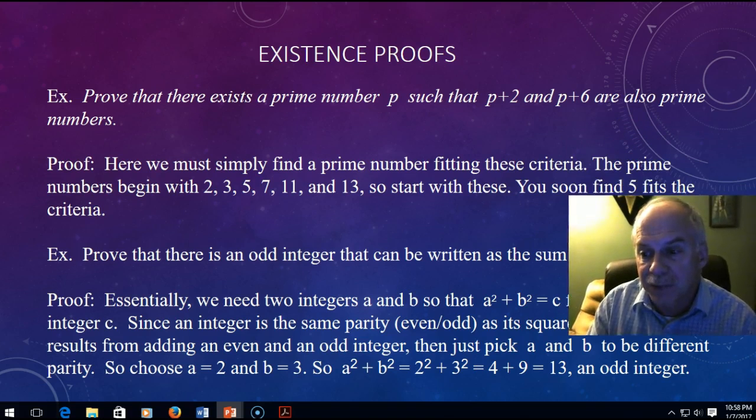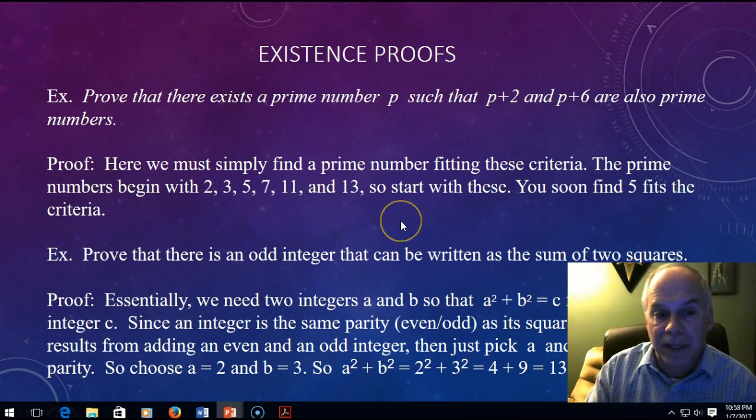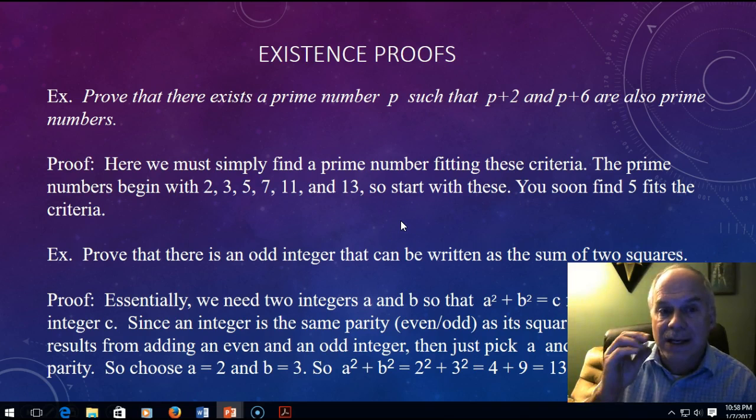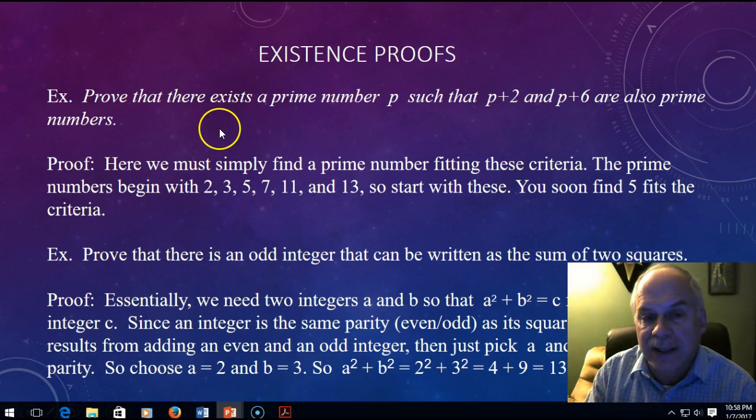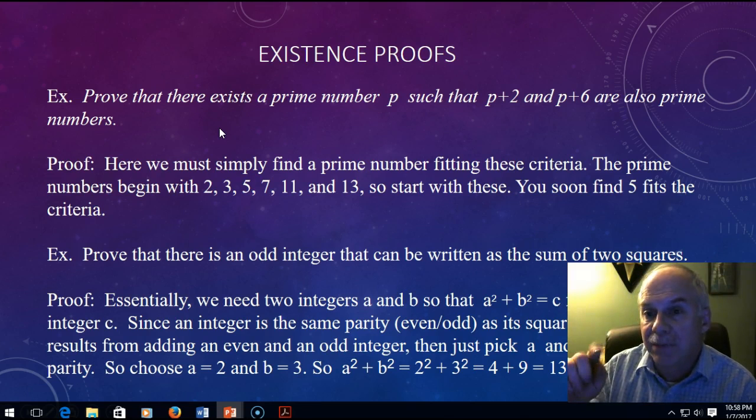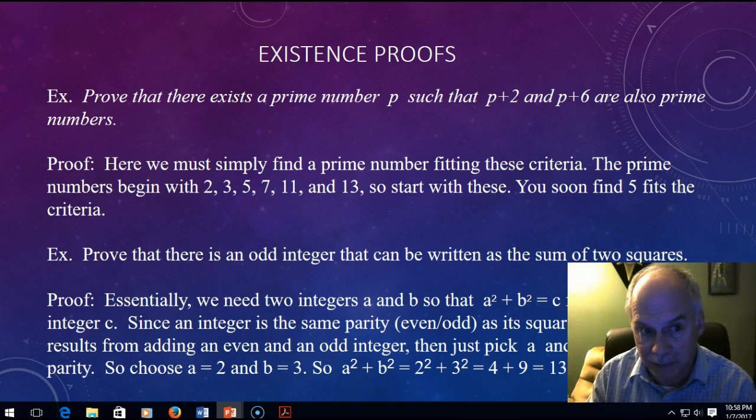Now, existence proofs: basically all you have to do is show that there's at least one example of a particular situation. So look at this first proof. Prove that there exists a prime number p such that p plus 2 and p plus 6 are also prime numbers. So here we must simply find a prime number fitting these criteria.